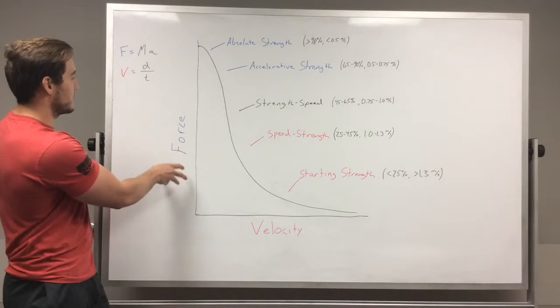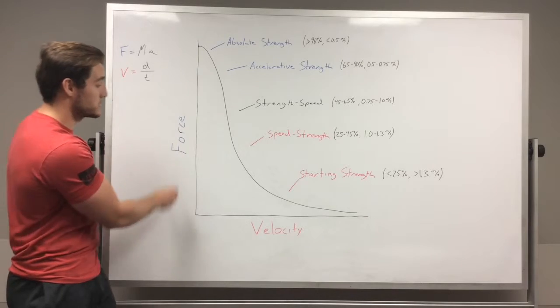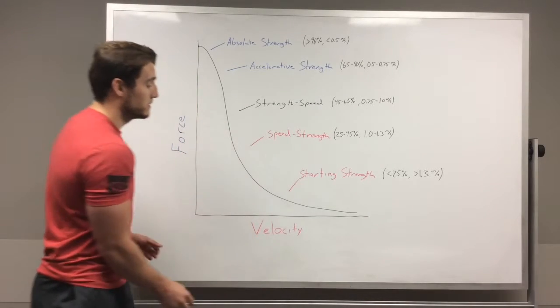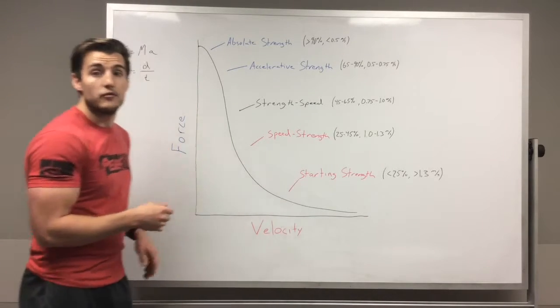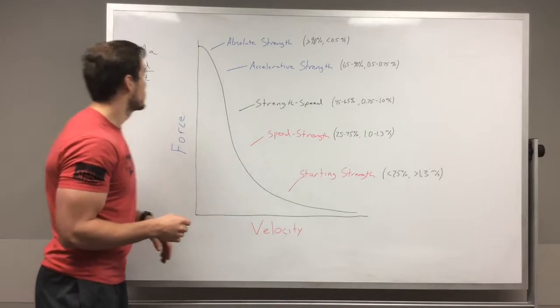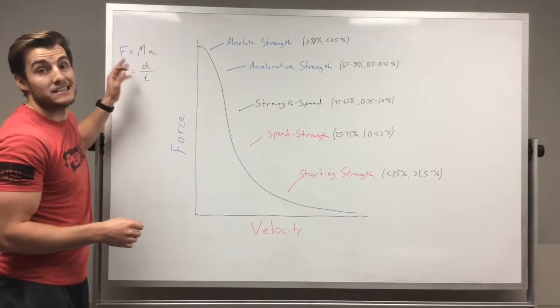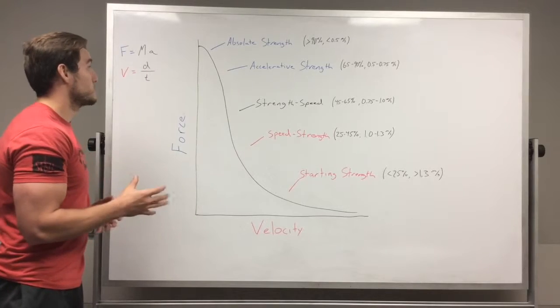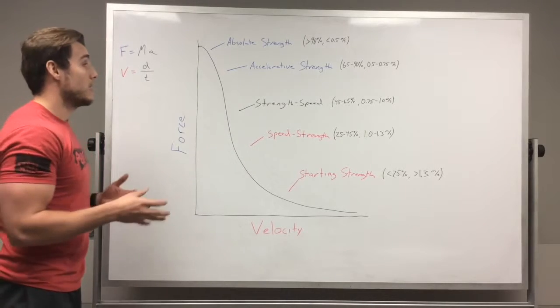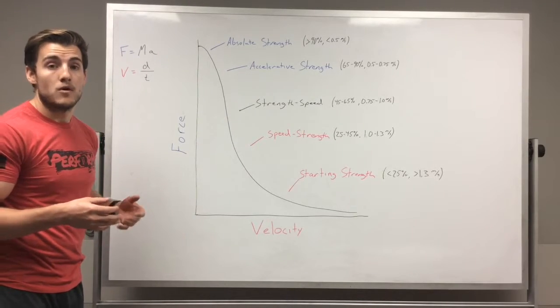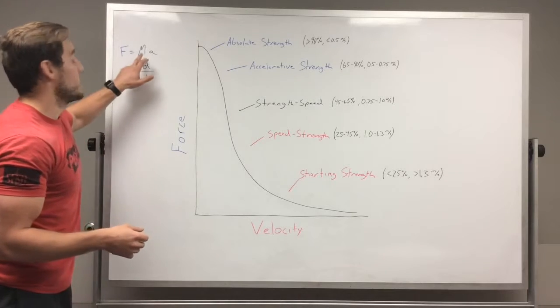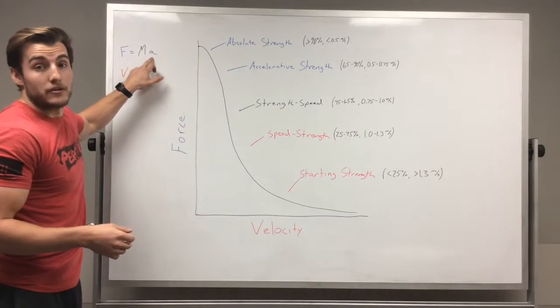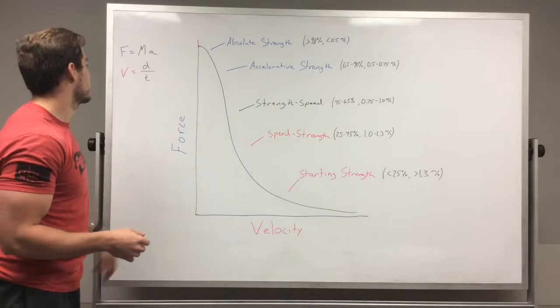So on this side of the graph is the force, and on this side is velocity. To better understand this graph, we need a little bit of a physics review. Force equals mass times acceleration. Force can also be considered the load that we are moving in the weight room or on the field, with the mass being the load and the acceleration being the gravitational forces.